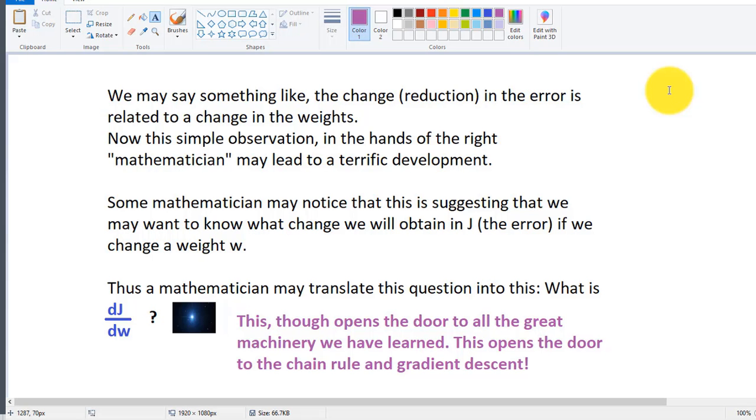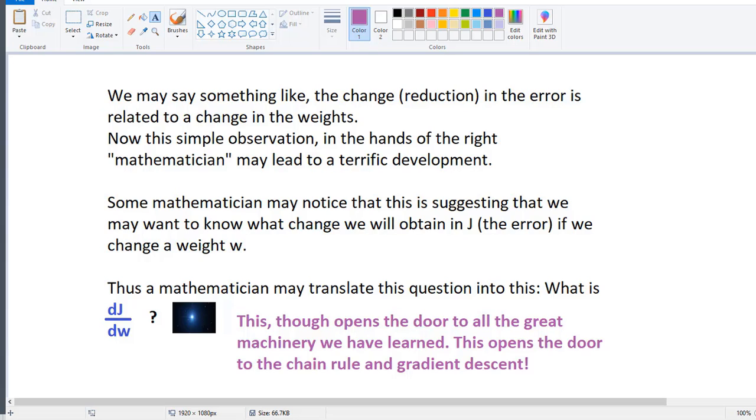However, thanks to the great work of many mathematicians, not just recently, but mathematicians in the 18th century and the 19th century, and even probably before that, we developed the concepts of gradient descent and the calculus that we've just been studying.